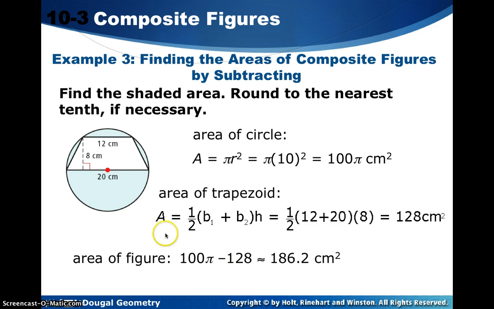And then we just need to subtract the area of the trapezoid from the area of the circle to get our final answer, 186.2.